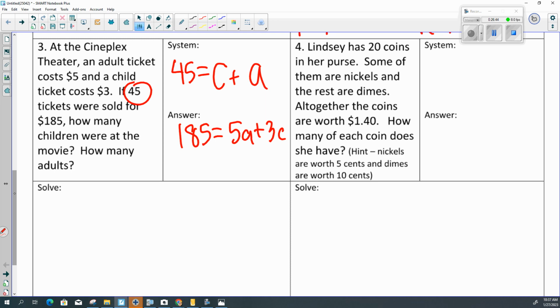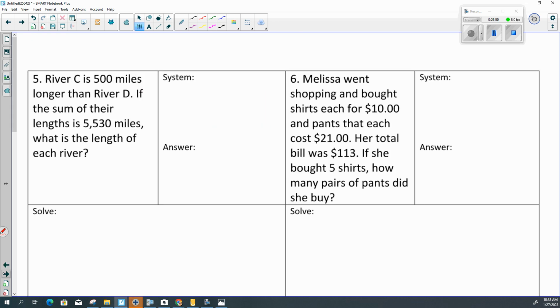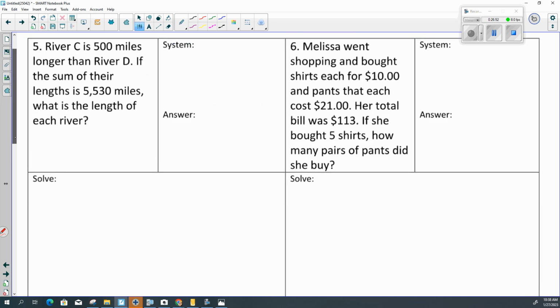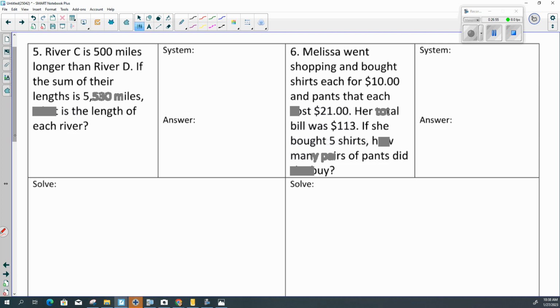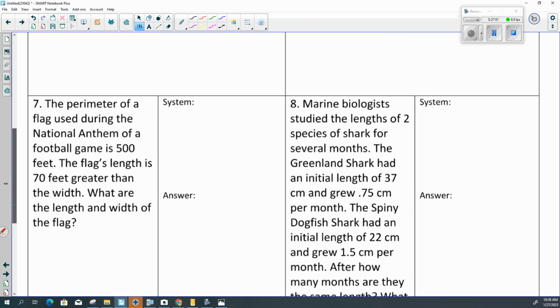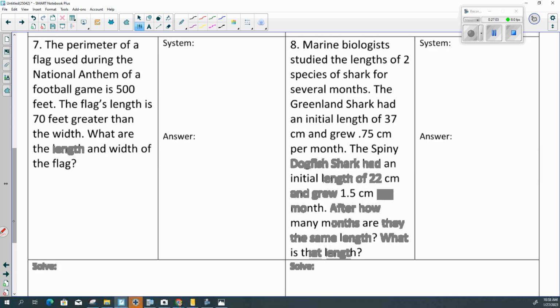This is the new part. We don't have any with money, so I'm going to skip that 4. So I think that one's very unique. Shopping. Let's see which one I want to do. Marine biologists? Okay. Devin, will you read the marine biologist problem?